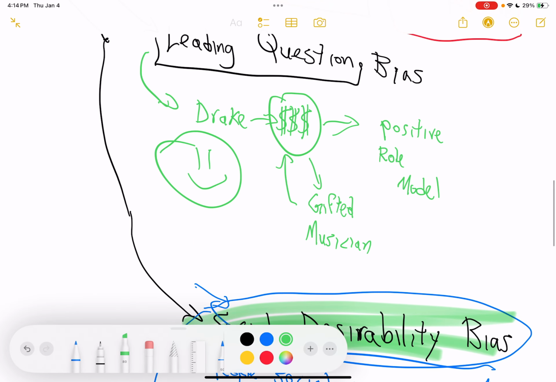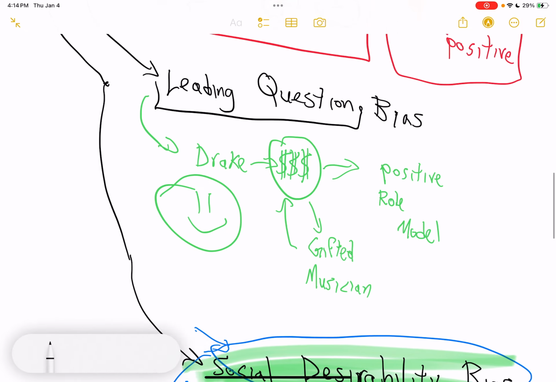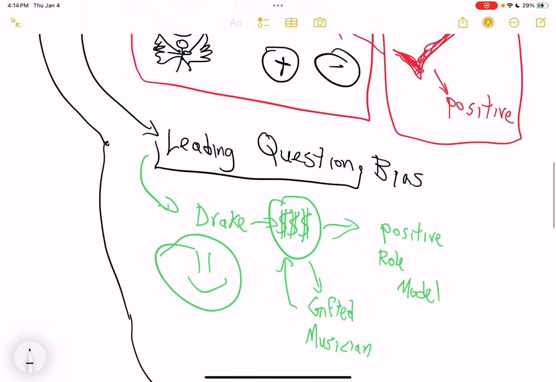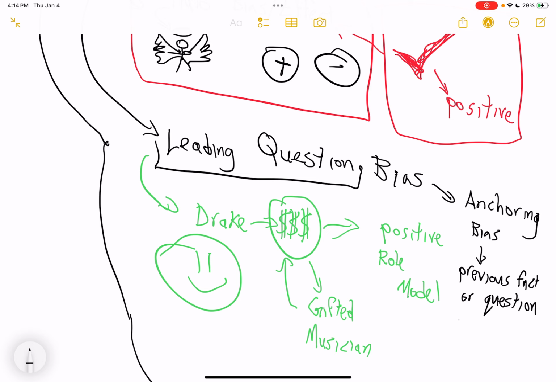All right, I'm going to sneak one little secret bias in here. If you move back in your notes to leading question bias, there's a particular kind of bias that's sort of related to leading question bias. It's similar, and it's called anchoring bias. Anchoring bias is when a previous fact or question in your survey influences a later question or answers in a later question. So I'll say later responses.